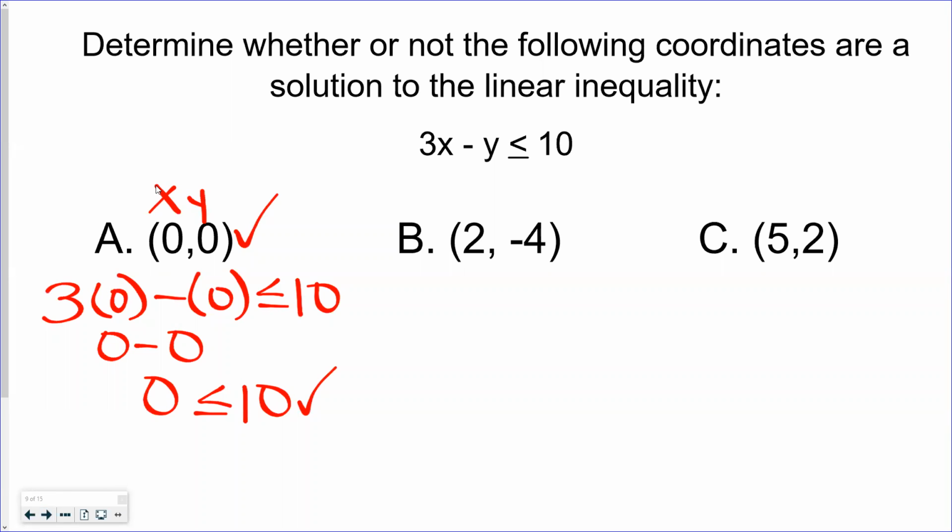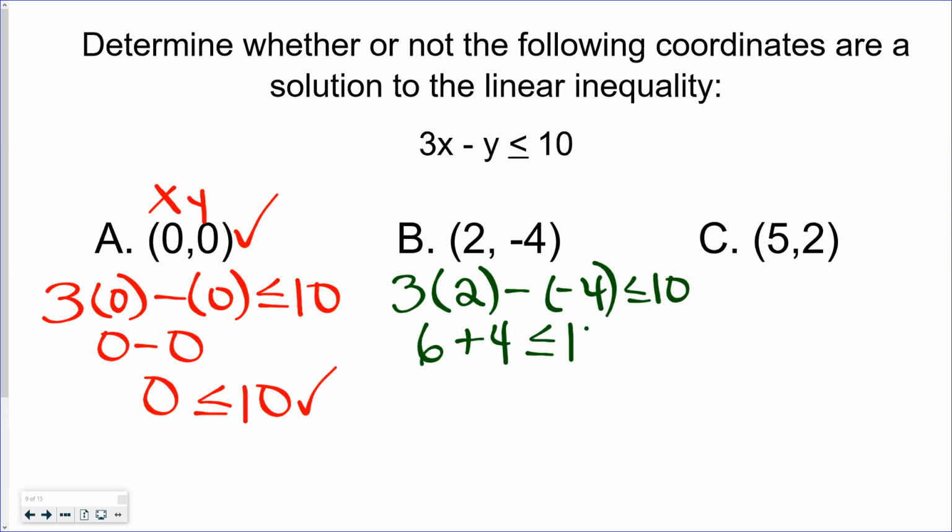Answer choice B is 3 times 2 minus -4 less than or equal to 10. 3 times 2 is 6. -4 is +4, less than or equal to 10. Is 10 less than or equal to 10? It is. So this is a solution.